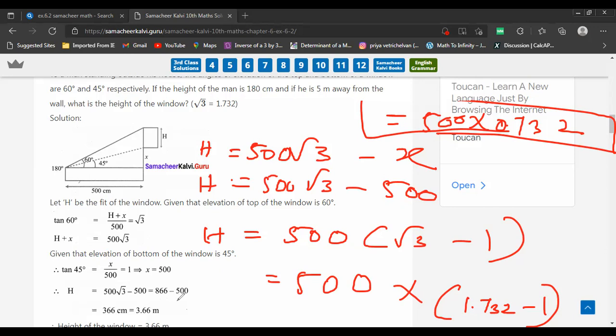I got 366. You got 366. Yes. So they just converted it in the form of meter. It's fine. You can write it in the form of centimeter also. It's not a big deal.